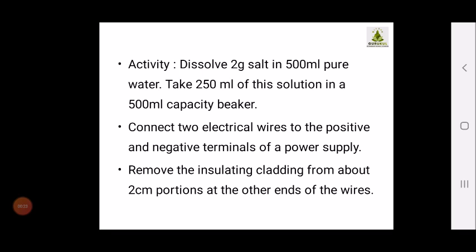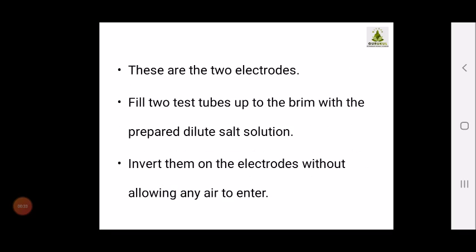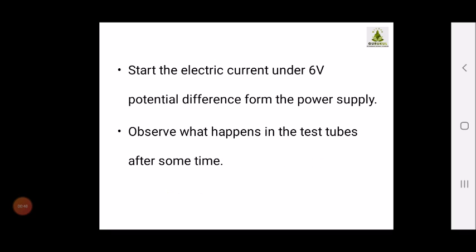Connect 2 electrical wires to the positive and negative terminals of a power supply. Remove the insulating cladding from about 2 cm portion at the other ends of the wires. These two are the electrodes. Fill 2 test tubes up to the brim with the prepared dilute salt solution. Invert them on the electrodes without allowing any air to enter.